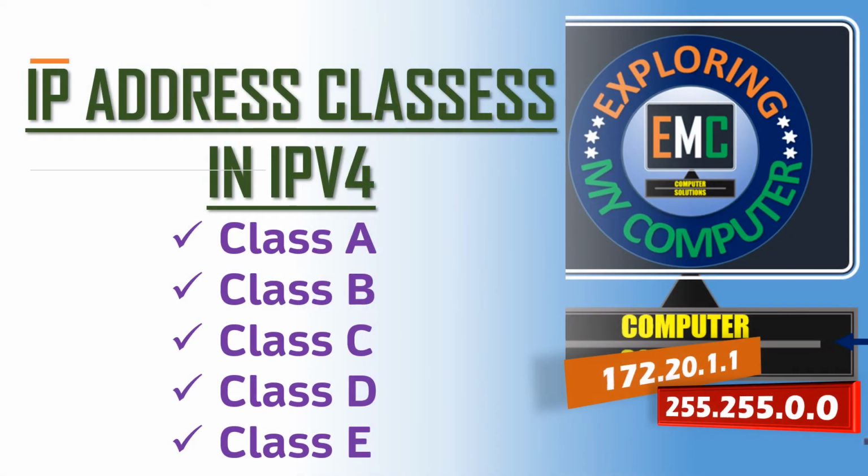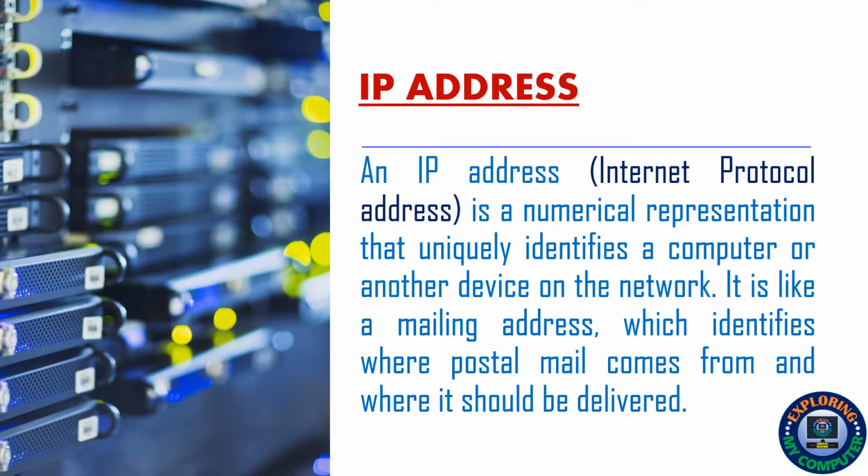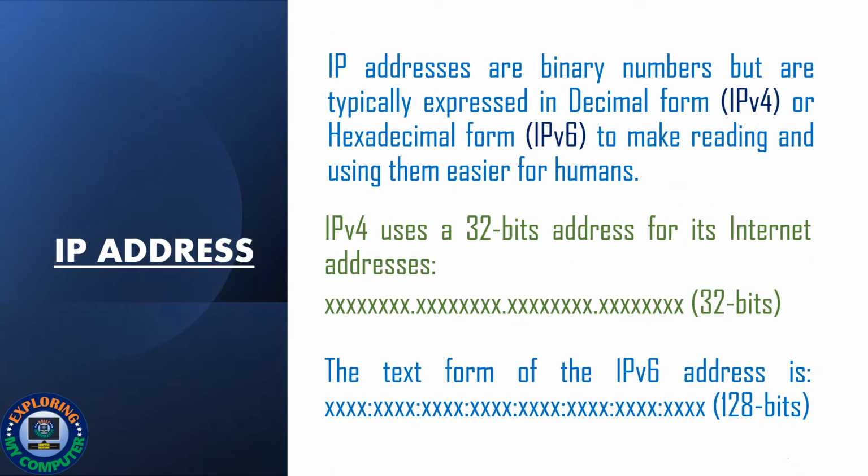This video is about different IP address classes. An Internet Protocol address is a numerical representation that uniquely identifies a computer or another device on the network. It is like a mailing address which identifies where postal mail comes from and where it should be delivered.